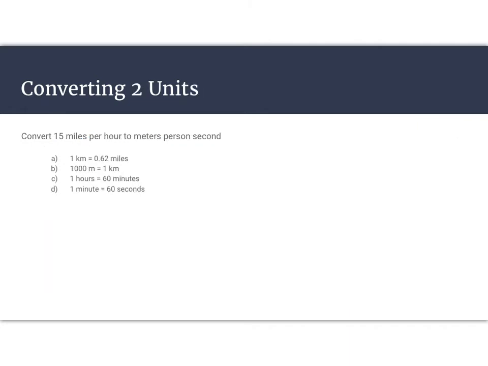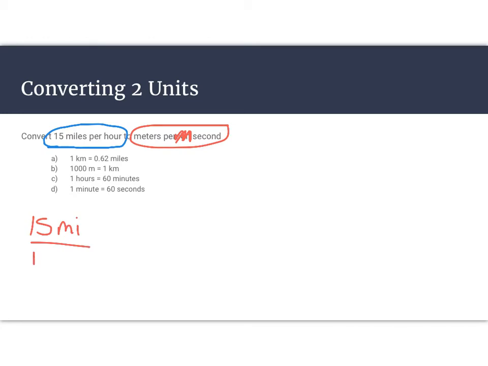Alright, so we're now going to convert 2 units. And by 2 units, I mean that there is a unit at the top and the bottom. So we're converting 15 miles per hour to meters per second. This is a really common conversion that you're going to have to make on the AP test. So I'm starting out with 15 miles over 1 hour. And let's get started with converting the top first. So we're first going to convert miles, and then we're going to convert hours.